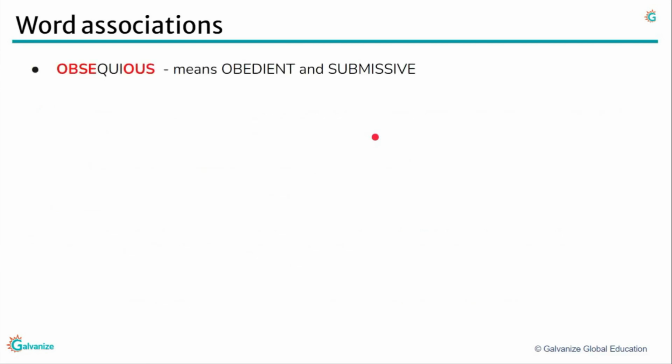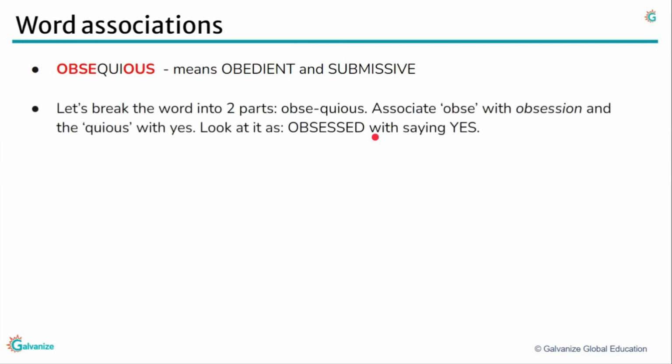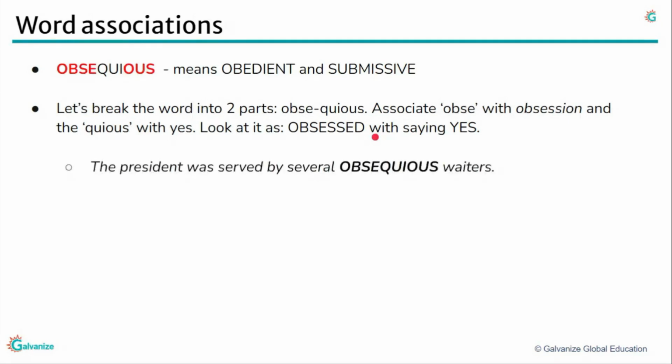Obsequious means obedient and submissive. If you break this word into two parts, we can look at obse and associate it with obsession, and quious with yes. So obsessed with saying yes. Somebody is obsessed with saying yes. They don't know how to say no. They're obsequious. So now we have learned quite a few new words, right, through mnemonics.